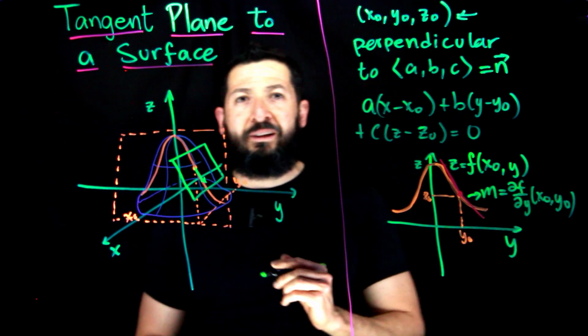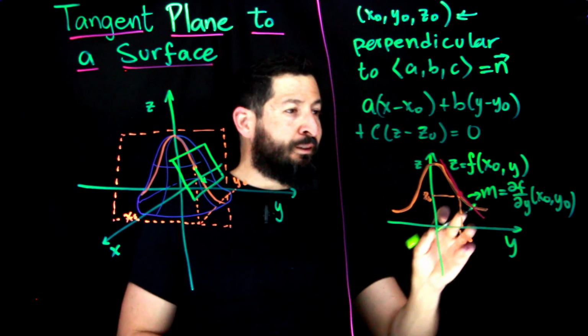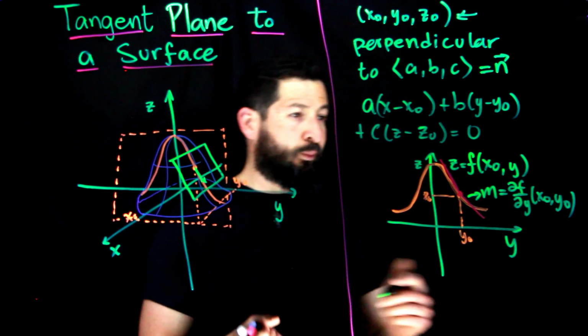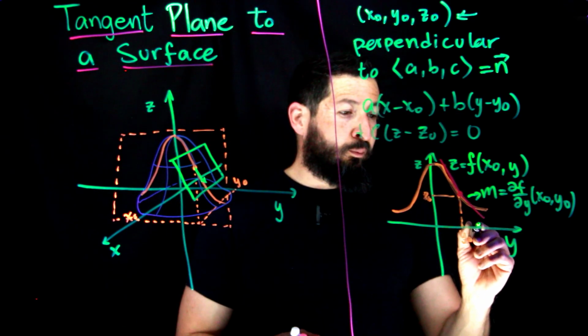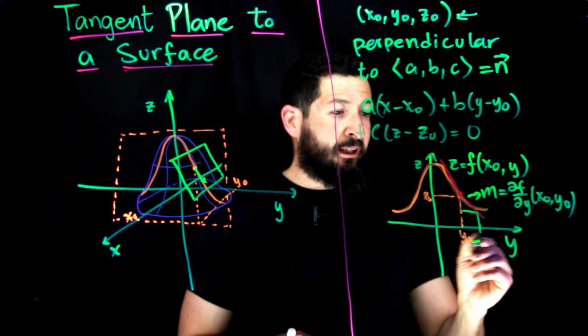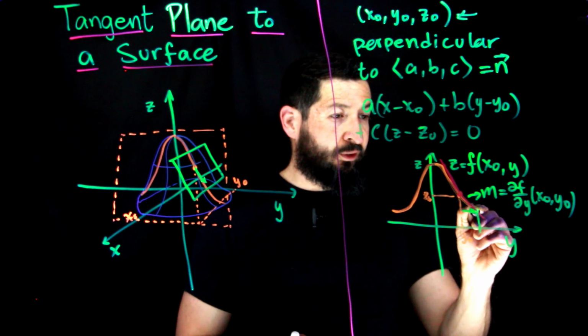Ooh, I got very close to the edge. I think I got it in. So that partial derivative is going to give me the slope. How do I find a vector based off of that? Well, you go from y naught to y naught plus 1, and you write a vector that goes from this point to this point.